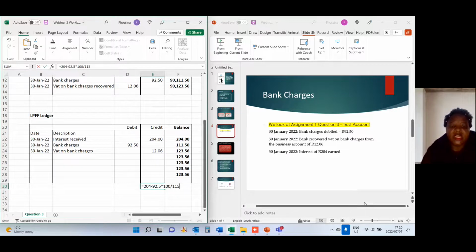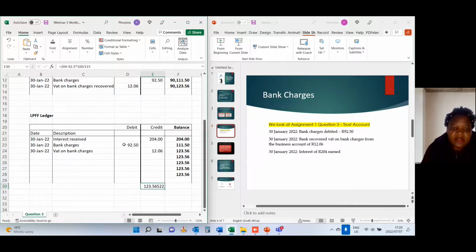So if it's net of VAT, it is like that. And then if we calculate it, we come back to the amount that is payable. This is to confirm that our formula is correct. So it's our interest minus our bank charges, which are net of VAT. So 92.5 would mean it's including VAT.